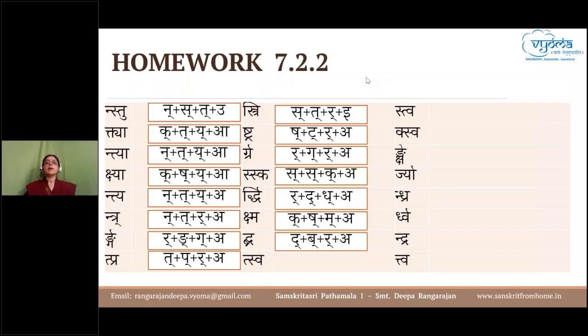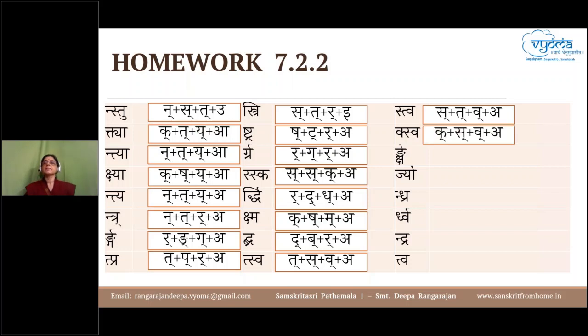Prema Sripati Rao, would you like to try? I'll try. Sakara, takara, vakara, akara. Excellent. Then takara, sakara, vakara, akara.